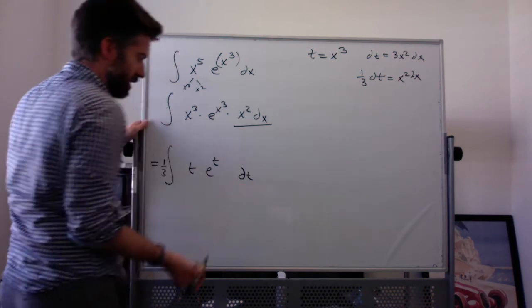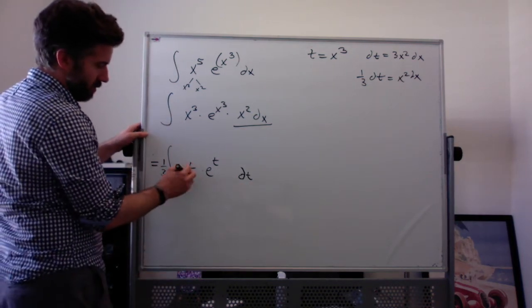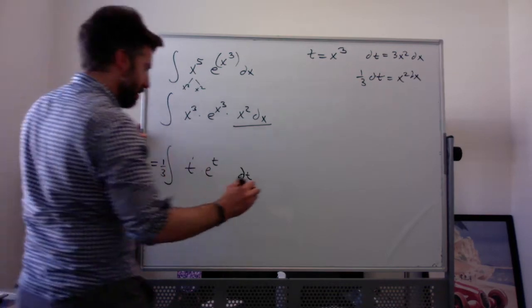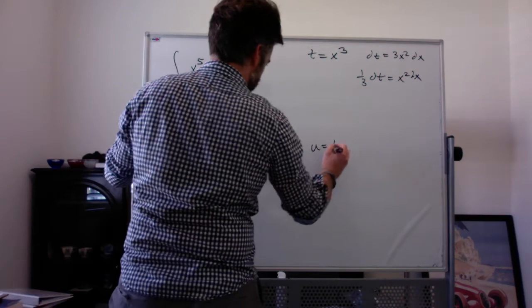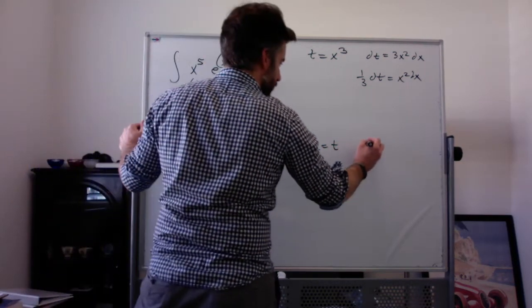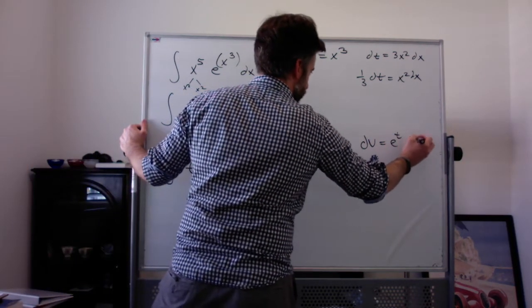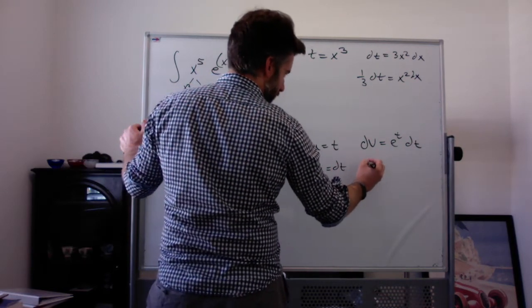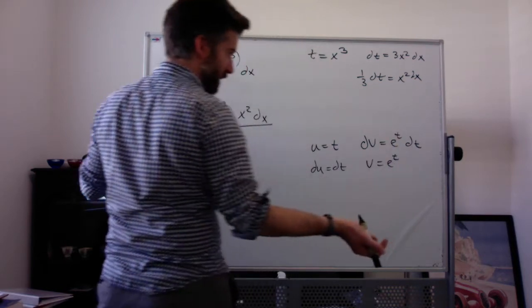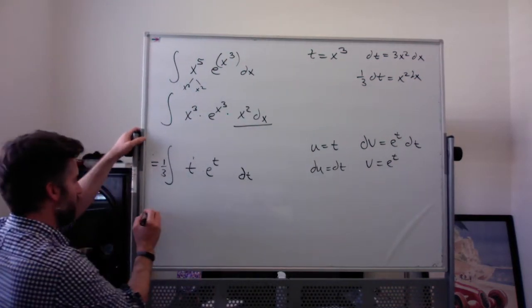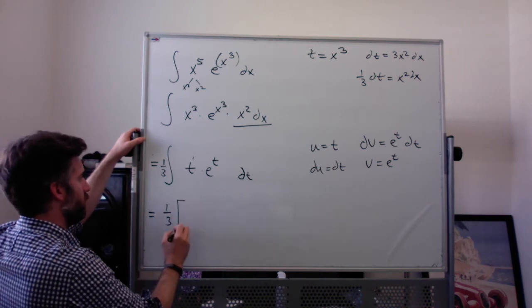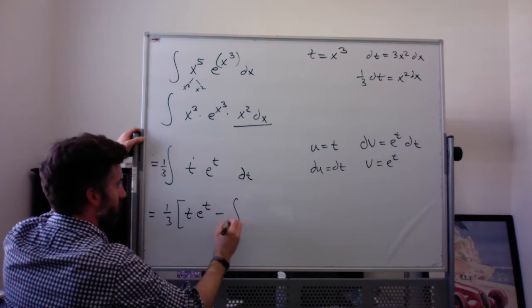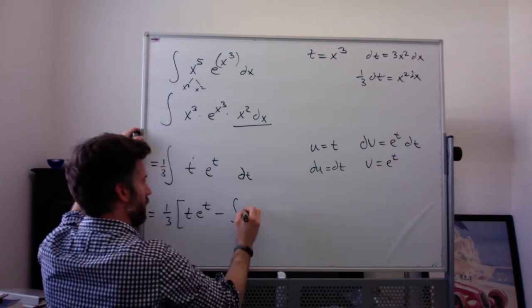And now it's definitely an integration by parts kind of problem, because I have my variable, x to the first or t to the first, times e to the t. So I'm going to let u equal t, the algebra part. dv is going to be the rest. And then du is 1 times dt. And v is e to the t, because the antiderivative of e to the t is e to the t. So rewriting this is going to be 1/3 times uv, which is t e to the t, minus the integral of v du, which is e to the t dt.